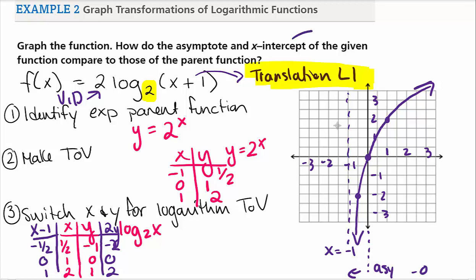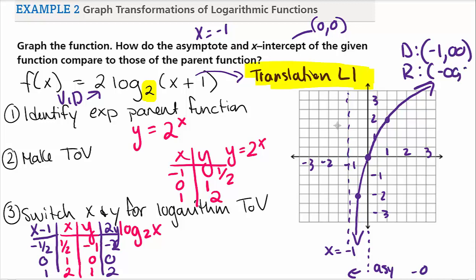The x-intercept is going to be (0, 0). The asymptote we already talked about, which is x is equal to -1. Our domain is numbers greater than -1, and our range is all real numbers. So when it asks how do the asymptote and the x-intercept compare to that of the parent function, both have been shifted to the left by 1 because of that horizontal translation.